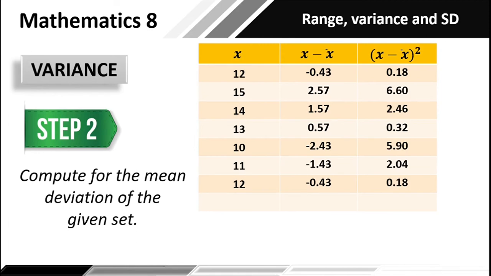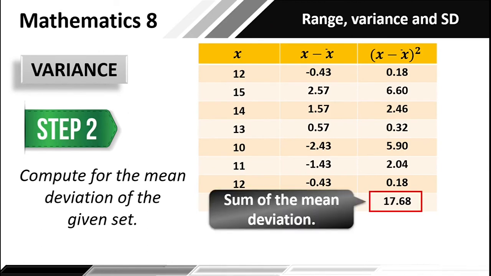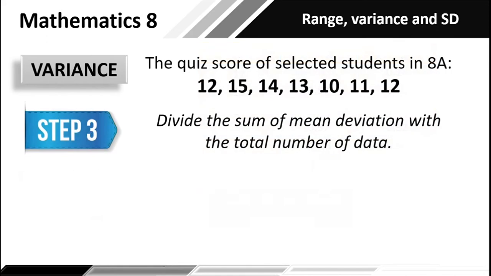To get the summation of these, just add all the data in the third column. The answer would be 17.68. That is our sum of the squared deviations for this given set. Always remember this sum because we will use it in our third step.